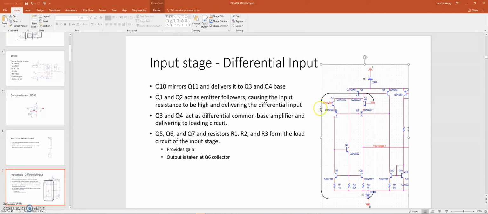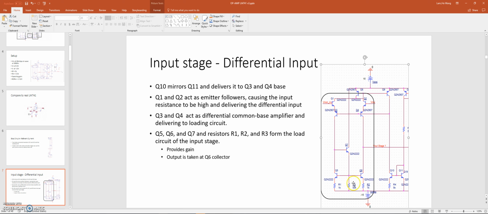This is the inverting terminal. This is the non-inverting terminal. The inverting is also known as minus. Non-inverting is also known as plus. And then the signal is going to feed into this differential amplifier, Q3 and Q4.